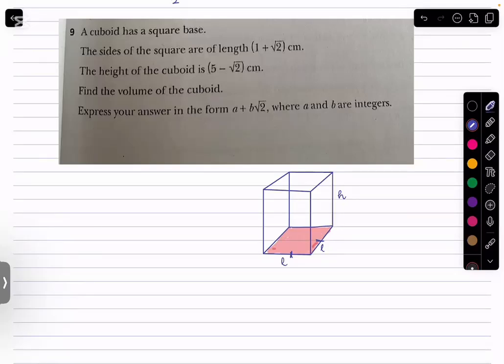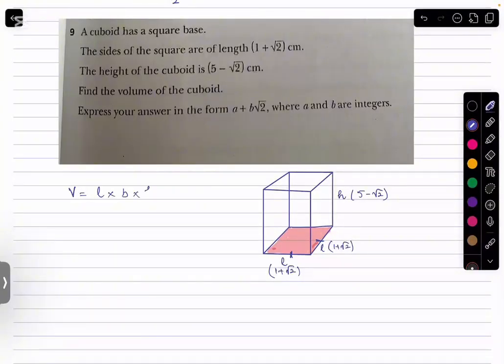It has a square base and the sides of the square are of length 1 plus root 2, meaning I can say that this is 1 plus root 2 and the breadth is also 1 plus root 2 centimeters. And the height of the cuboid, that is also given, it's 5 minus root 2 centimeters here. So find the volume of the cuboid. How do I get the volume? We know that for the cuboid, the volume formula is length into breadth into height.